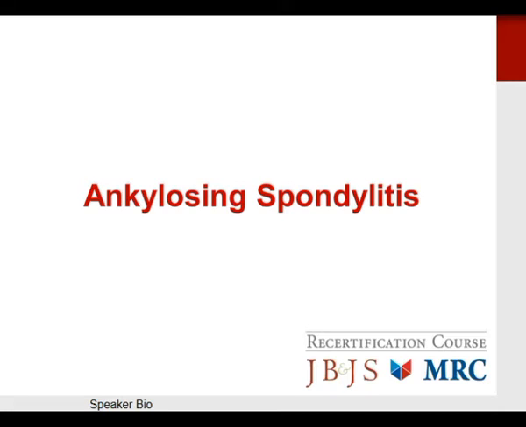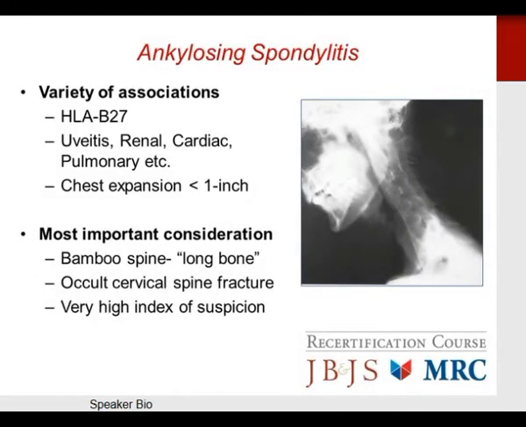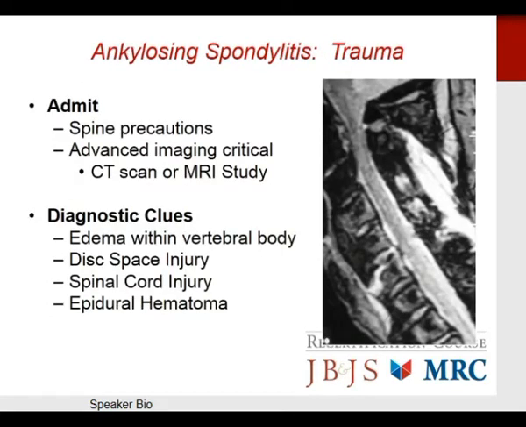Ankylosing spondylitis. This radiograph to the right is a classic X-ray of a patient with ankylosing spondylitis. These patients are at high risk for acute fractures. These spines are often fused and act like a long bone, so occult fractures are common, and you should have a high index of suspicion. If these patients present to the emergency room with neck pain, even without a history of trauma, you should institute spine precautions, and advanced imaging should be obtained in the form of CT scan or, if possible, an MRI.